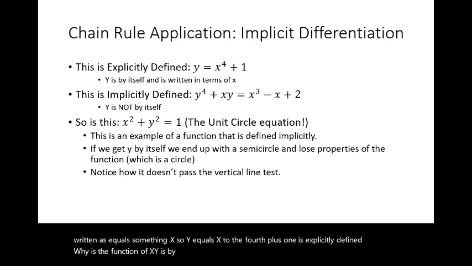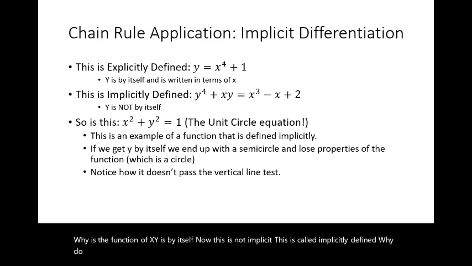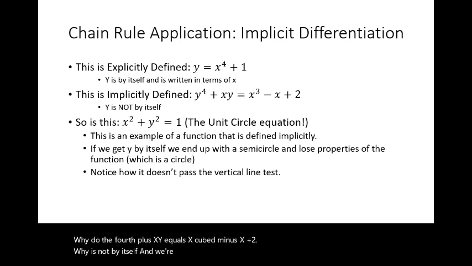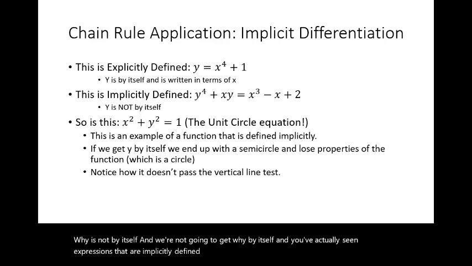Now this is not implicit. This is called implicitly defined. Y to the fourth plus xy equals x cubed minus x plus 2. Y is not by itself, and we are not going to get y by itself. And you've actually seen expressions that are implicitly defined before when you learned equations of circles.